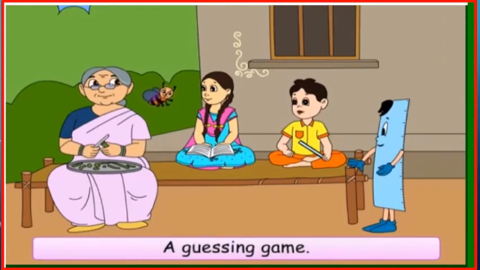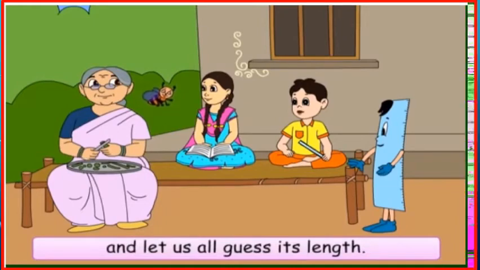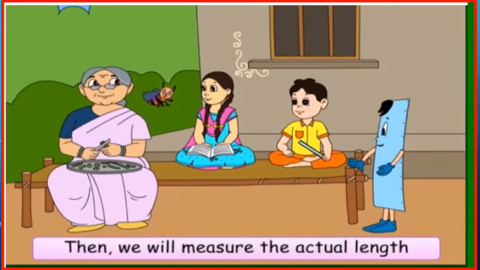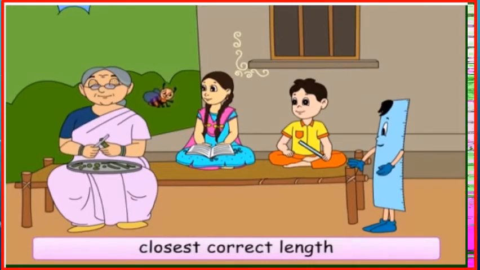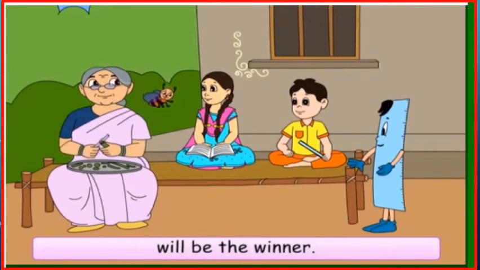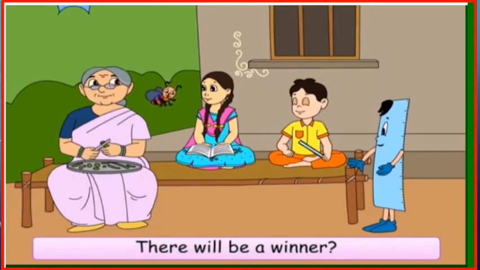Let us play a game now. A guessing game. We will take a thing and let us all guess its length. Then we will measure the actual length with a scale. Then whoever had given the closest correct length will be the winner. There will be a winner.